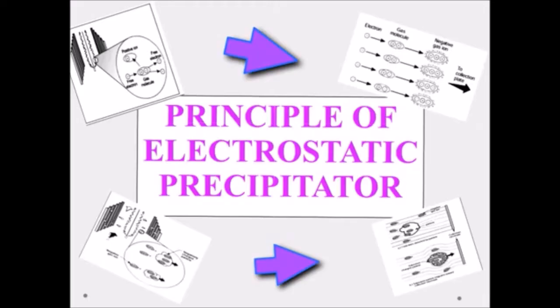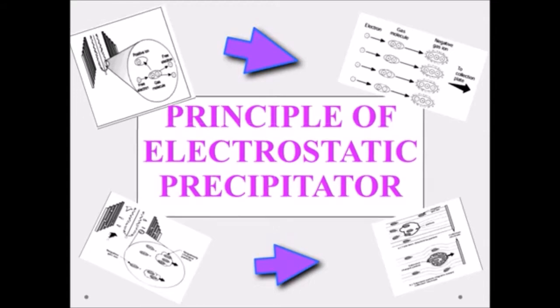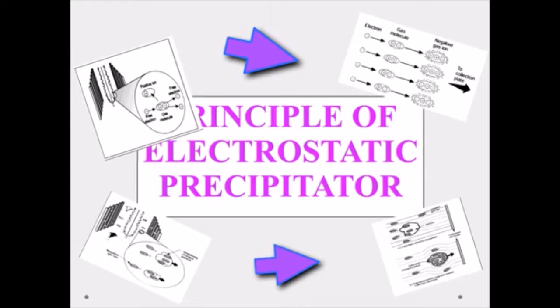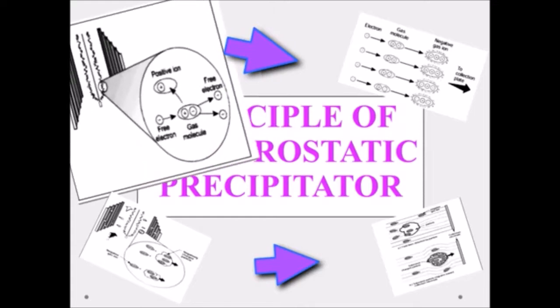Now, let us talk about the working principle of the electrostatic precipitator. There are two stages. During stage 1, the electric field is established due to the DC terminal arrangement. The applied negative voltage in the discharge electrode is increased until it produces a corona discharge, which can be seen as a luminous blue glow around the discharge electrode.